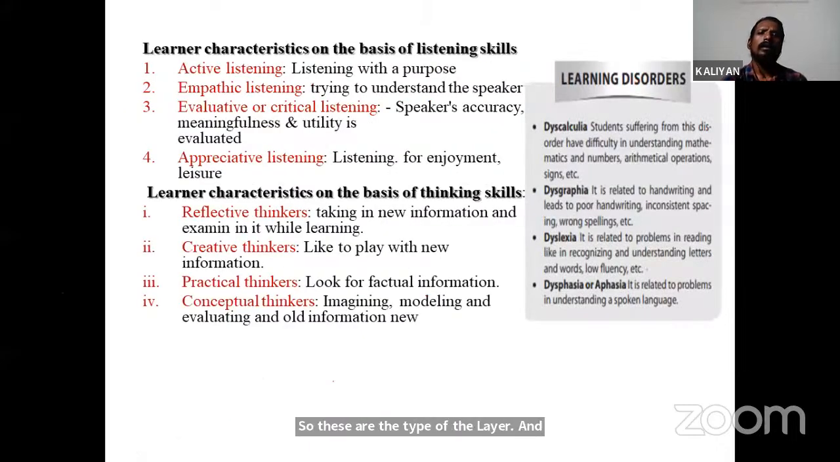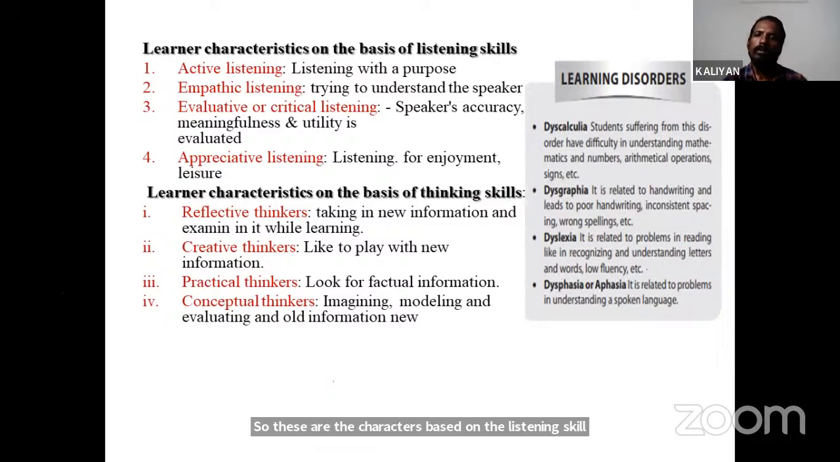And learner characteristics on the basis of listening skills. Questions will come from this section also. Active listening means listening with a purpose. Empathetic listening: try to understand the teacher or the speaker. And third, the evaluative or critical listener: the learner evaluates the speaker's accuracy, meaningfulness, and utility. And fourth, appreciative listening means listening for enjoyment and leisure. So these are the characters on the basis of listening skills.